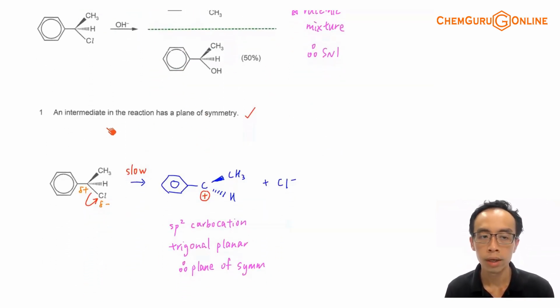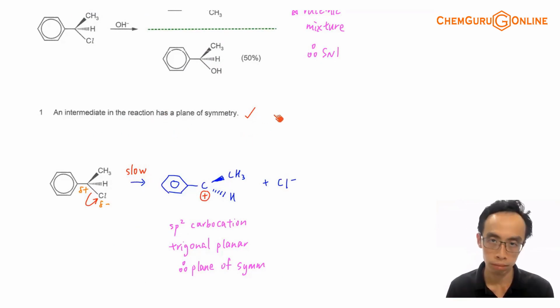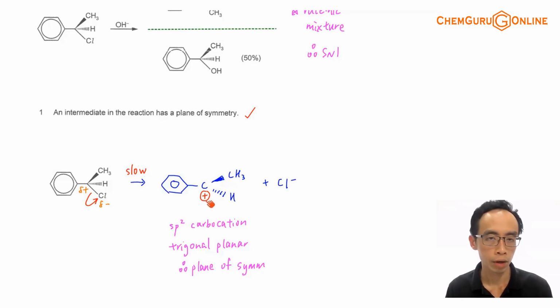Now, statement 1, the intermediate in the reaction has a plane of symmetry, which is true. Why is that the case? SN1 mechanism is a two-step mechanism. Step number 1, you break the C-Cl bond. Both electrons go to Cl, which has a partial minus charge. You form a carbocation, and you end up kicking out a Cl minus.